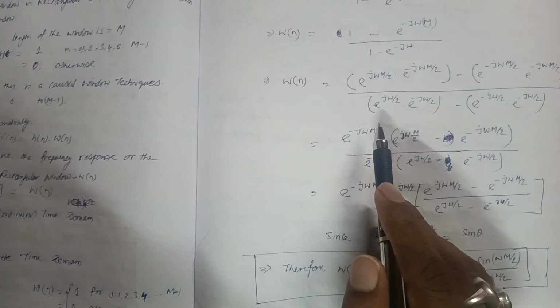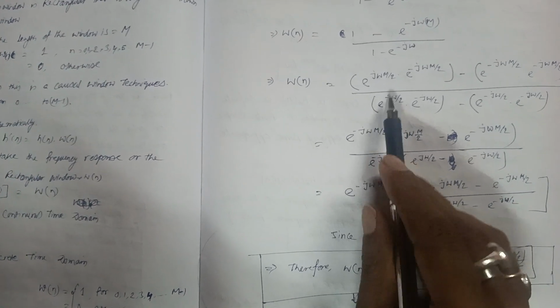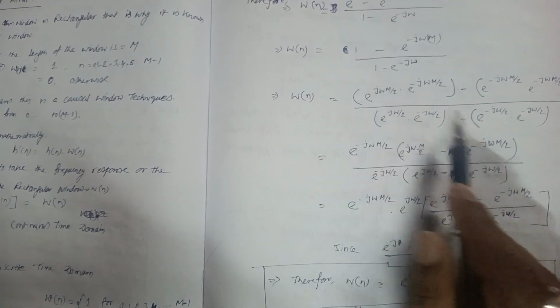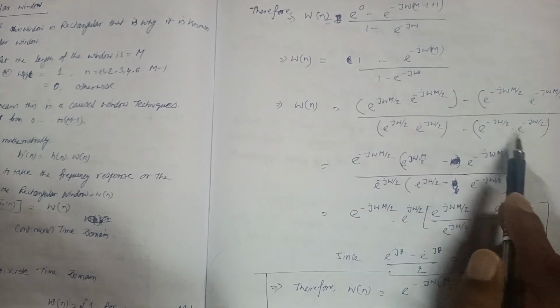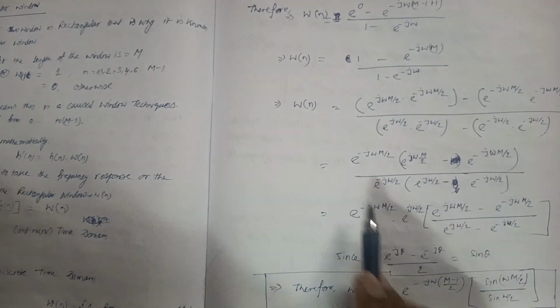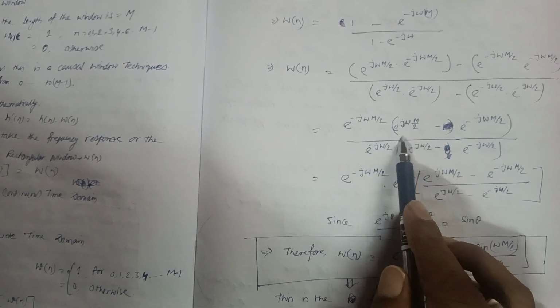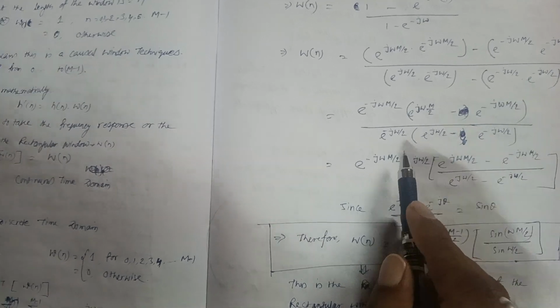Similarly in the denominator section, already we have written in similar fashion, e to the power j omega by 2 into the minus j omega 2 by 2 equals 1 minus e to the minus j omega by 2 into the minus j omega by 2. So this is also minus e to the minus j omega. So equals e to the minus j omega m by 2 into e to the j omega m by 2 minus e to the minus j omega m by 2.